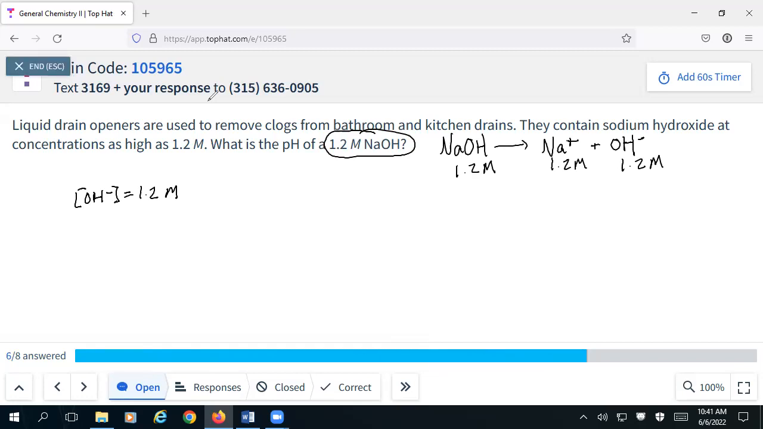So what does that look like? So in approach number 1, I'll do that one in blue. Negative log of 1.2 is equal to the pOH.